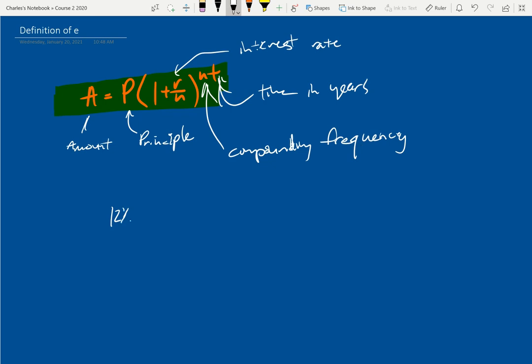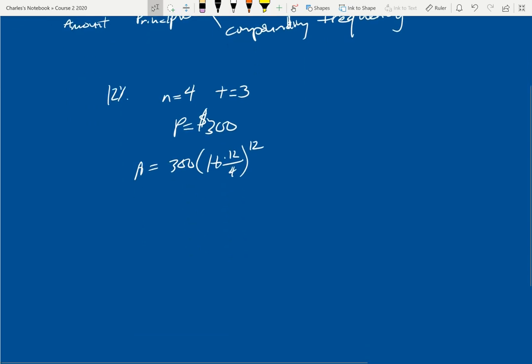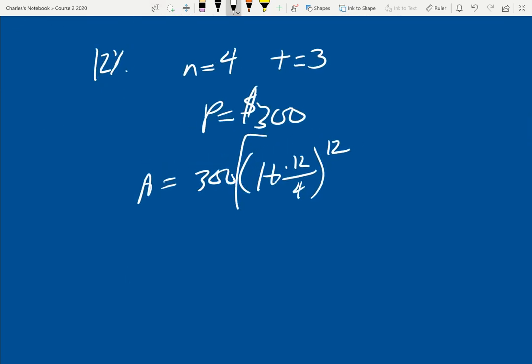But let's say you have a 12% interest rate and it's compounding quarterly and my time is equal to 3 years and let's say P is equal to $300. Then it would just say the amount is equal to 300 times (1 plus 0.12 divided by 4) raised to the 12th power. And notice that this part right here gets multiplied by the 300.